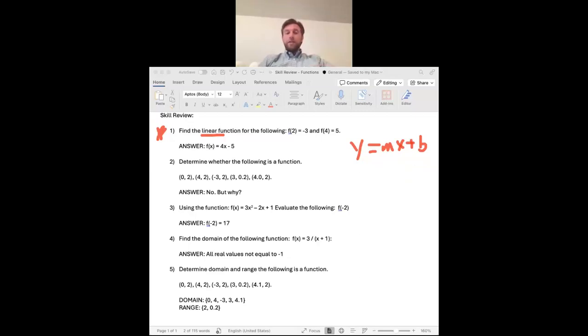Takers? Anybody? Y equals mx plus b. Sure. But what do we do? So that's the first thing. So what do we need? We need to know what is m and what is b. So m is first. How do you find m? The slope. It is the slope. Yes. So what do we need in order to find the slope?